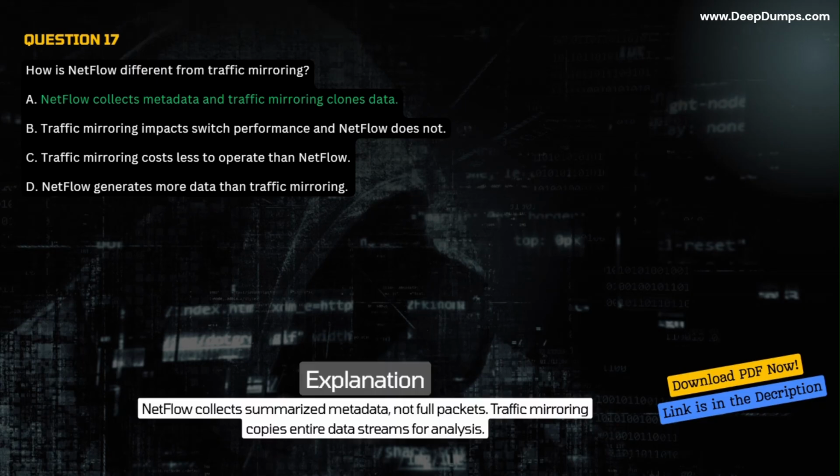Explanation. NetFlow collects summarized metadata, not full packets. Traffic mirroring copies entire data streams for analysis.